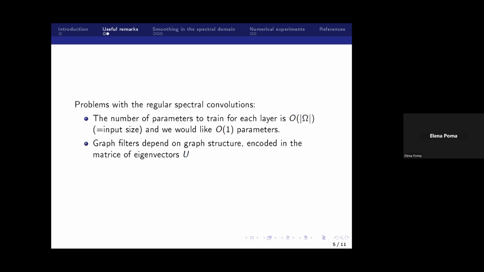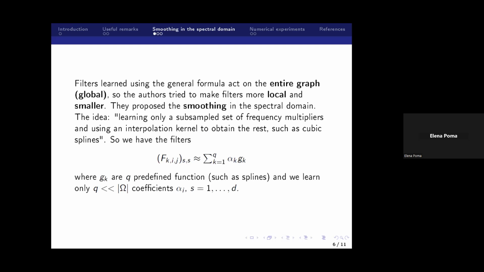There are some issues with the regular spectral convolutions, I mean with the formula I gave and Francesco gave. The number of parameters to train for each layer depends upon the input size, and the authors wanted to reduce this complexity to big O of 1, to make it constant, not dependent on the input size. The other issue is that the graph filters also depend on the graph structure, which is encoded in the matrix U. Bruna is an author of the article.